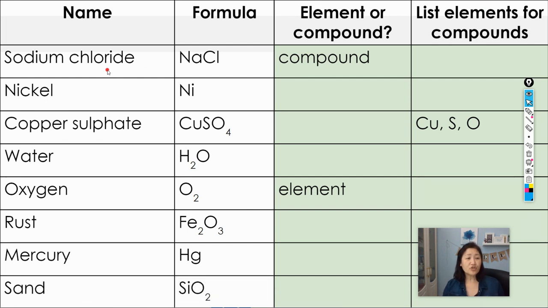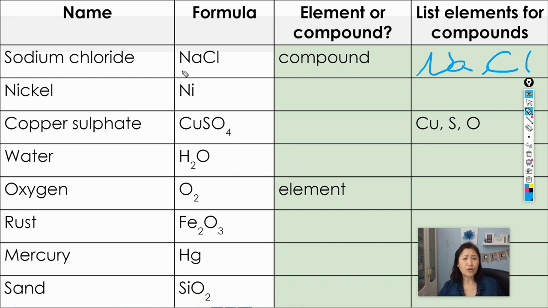Okay, so this page shows the different names and the formulas for different chemicals. So you have to identify whether they are element or compound, which should be pretty easy. If you see two different types of atoms, they are compounds. If you see only one type, they are elements. So in the case of sodium chloride, it's a compound because we have two types of element, one being Na and the other one being Cl.